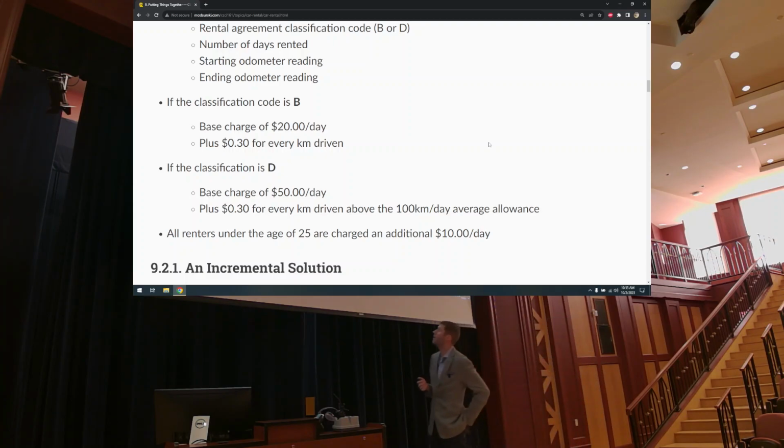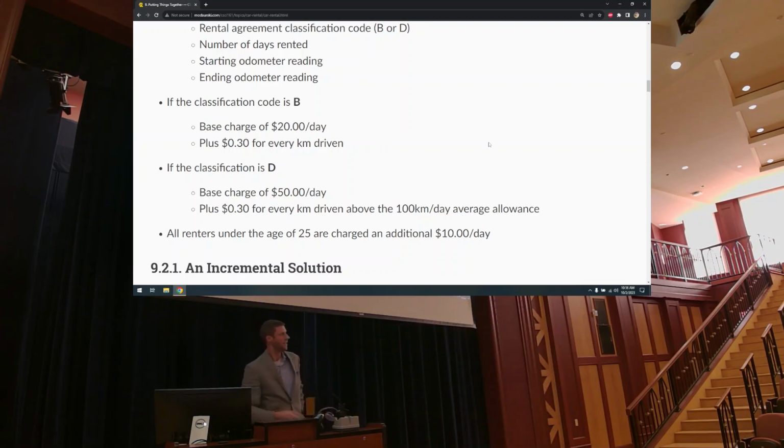And then all renters under the age of 25 are charged an additional $10 a day, because you've got to remember, ageism doesn't apply to younger people. We're allowed to be discriminated against. It's just old people that aren't allowed to be discriminated against, right? So that's what we're going to have here.